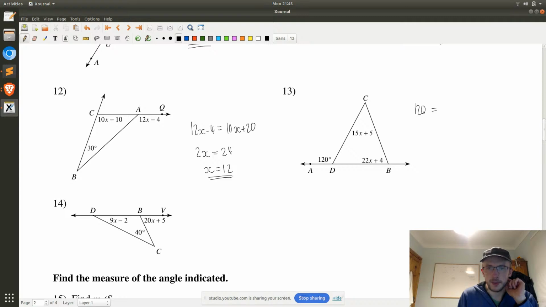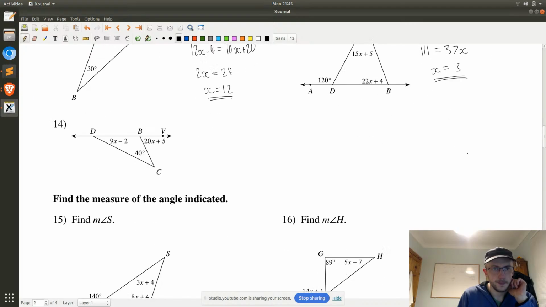120 must equal 37x plus 9. So 111 must equal 37x. So x must equal 3. 20x plus 5 must equal 9x plus 38. So 11x must equal 33. So x must equal 3.